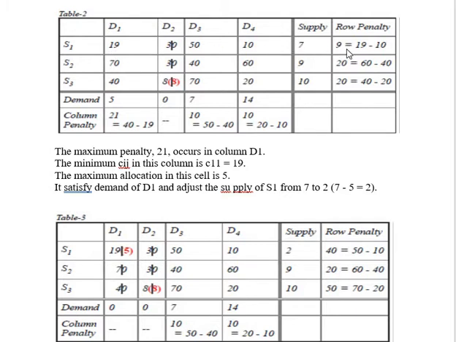Look at the first row. There the least cost is 10. Next least is 19. The difference will give you the first row penalty, that's equal to 9. Then similarly, consider the second row. The least cost is 40, next least is 60, the difference is 20, that is the second row penalty. Then similarly for the third row, the minimum is 20, next minimum is 40, difference is 20, that is the third row penalty. Similarly, we can calculate the column penalties. All the values are shown in this table. That is our table number 2.